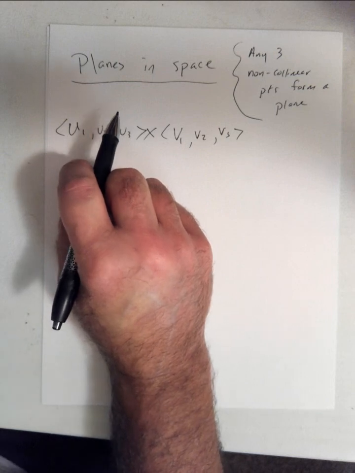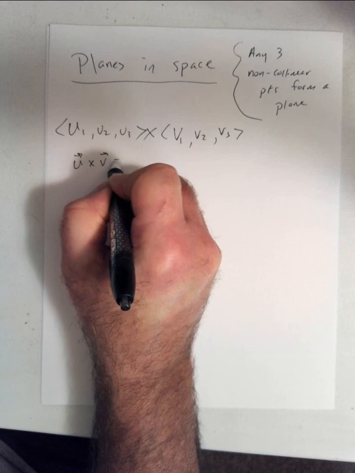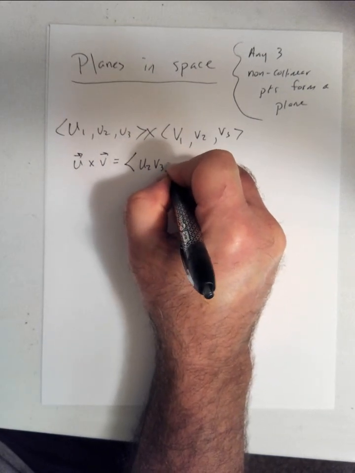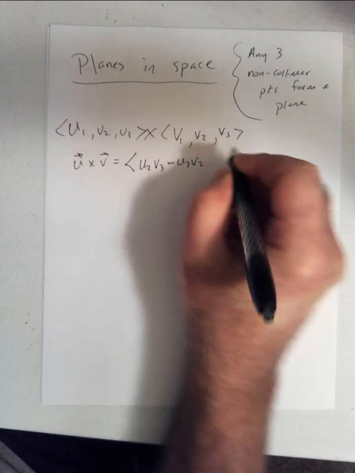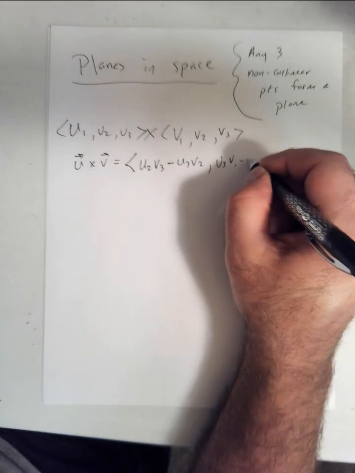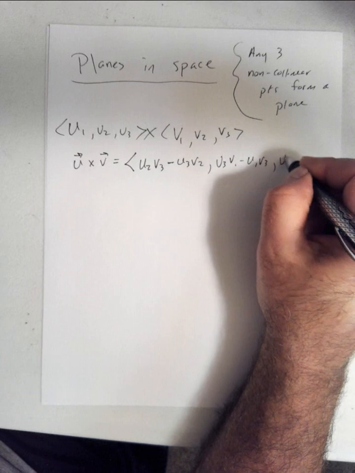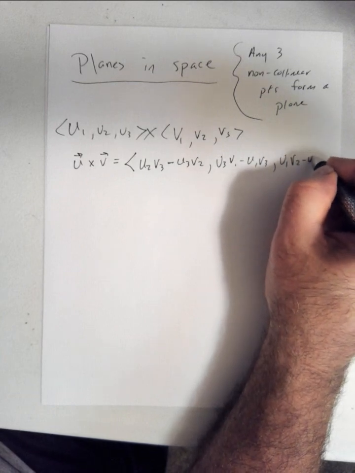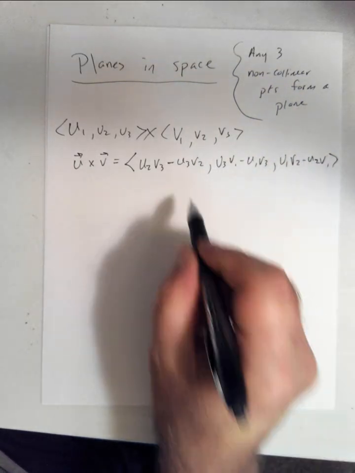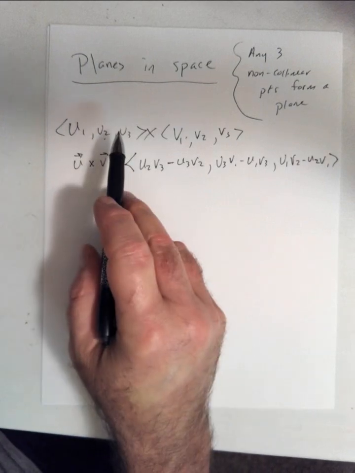And just let me remind you what the cross product is. So u cross v is a vector. It's u2 v3 minus u3 v2, and then it's u3 v1 minus u1 v3, and then it's u1 v2 minus u2 v1. Okay, so this, remember, is perpendicular to both of those, right?